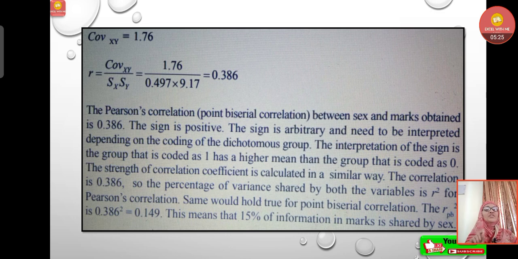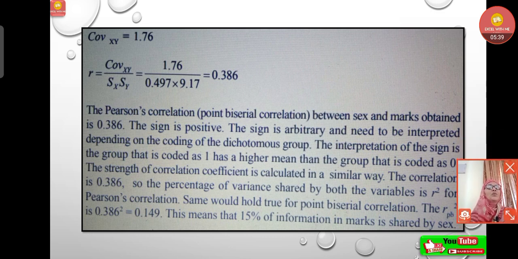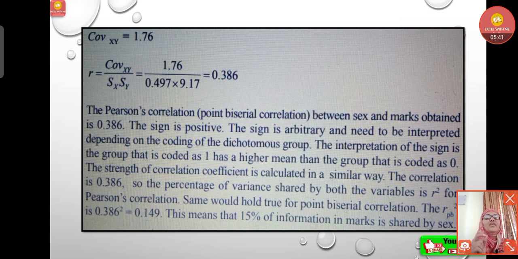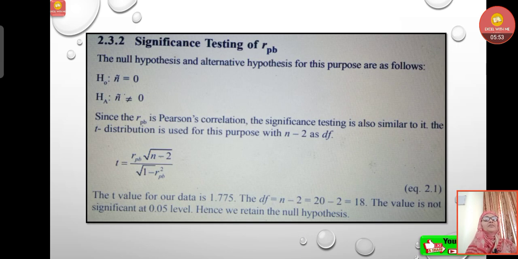So the percentage of variance shared by both the variables is r square for Pearson's correlation. Now the same would hold true for point biserial correlation. The rpb square is 0.386 square, equal to 0.149. So this means that 15% of information in marks is shared by sex.